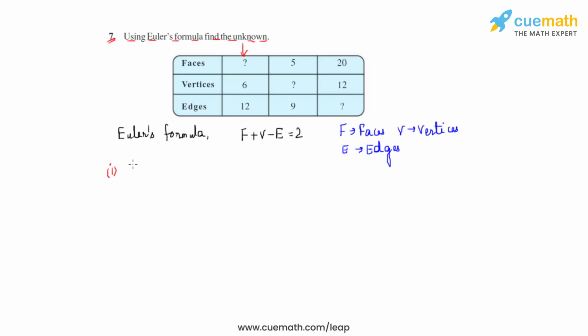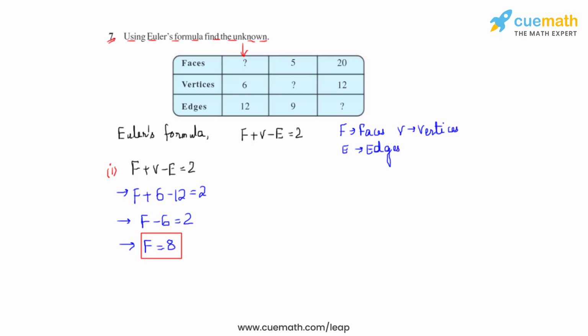Let us again take Euler's formula, which is f plus v minus e, and substitute the values which are given from the table, and we'll keep the unknown as the same variable. So f is f, v becomes 6, e is 12, and this is equal to 2. If we solve the left hand side, we get f minus 6 is equal to 2 and f is equal to 8 at the end. So in the first column, we can conclude that the number of faces would be 8.